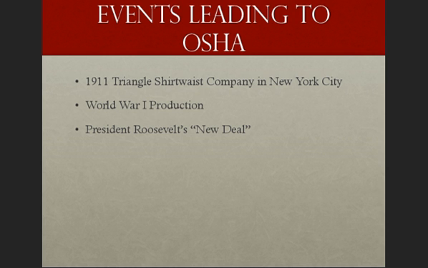The 1911 Triangle Shirtwaist Company fire in New York City killed 146 of 500 employees in one of the worst work-related disasters in our country's history. Factory workers, mainly young female immigrants working long hours for low wages, died because doors were locked and there were no fire escapes. This tragedy outraged the public, who called for safety and health reform.